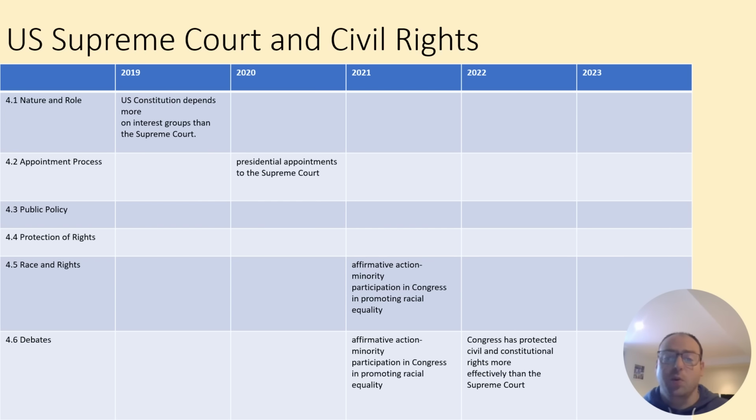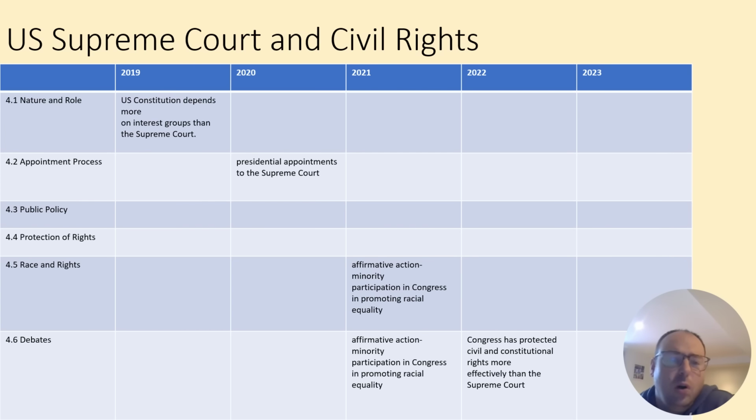Right, I've had to go really small on this because there's just so much in this section. So in section 4, the US Supreme Court and civil rights, we get the nature and role of the Supreme Court, appointment process of the Supreme Court, public policy in the Supreme Court, and then it goes on to the rights bit, so the protection of rights 4.4, race and rights 4.5, and then the debates in 4.6.